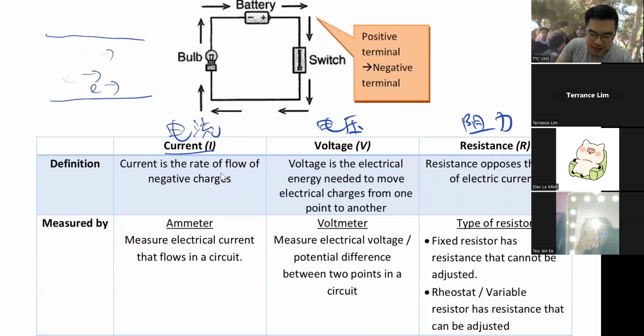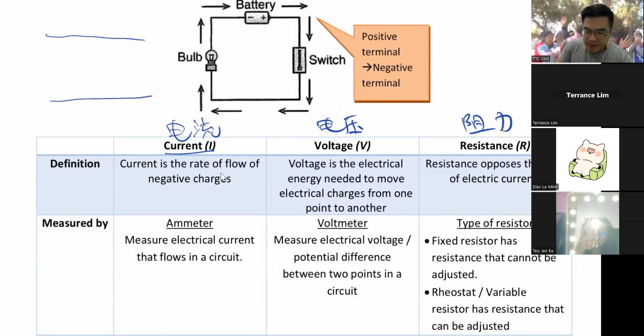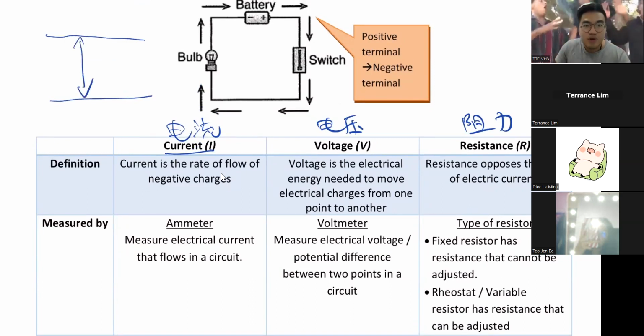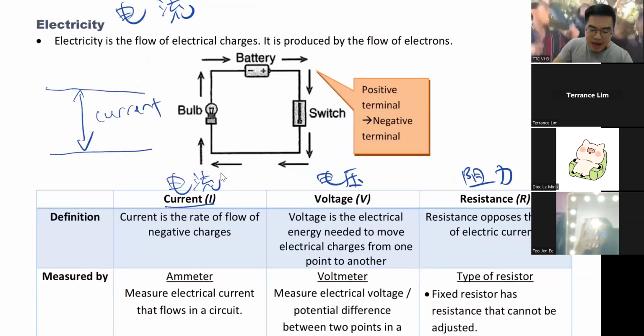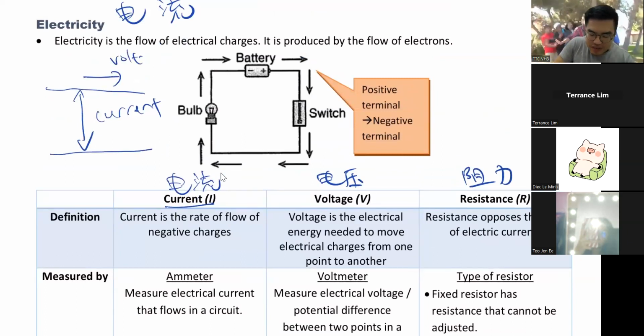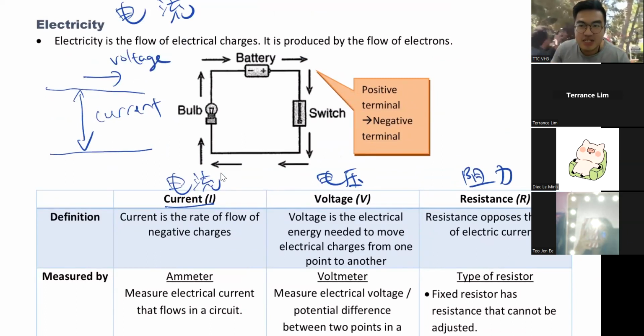Imagine this is a river. The width of the river is called current. 河流的宽度, the width of the river is called current. All right, and then voltage is the speed of the river. The speed of the river, 河流的速度.